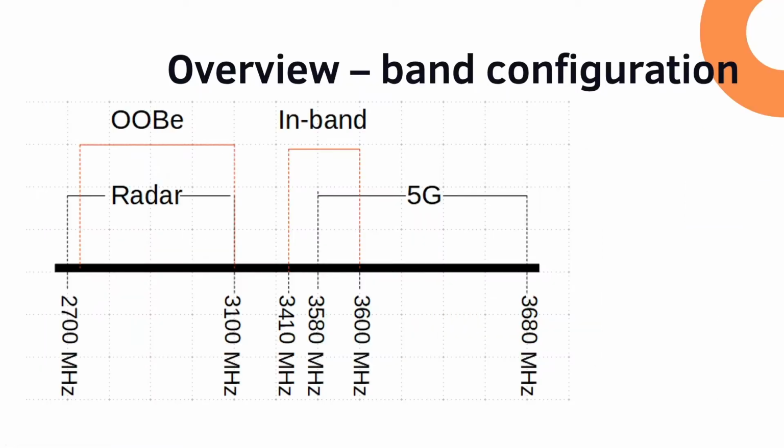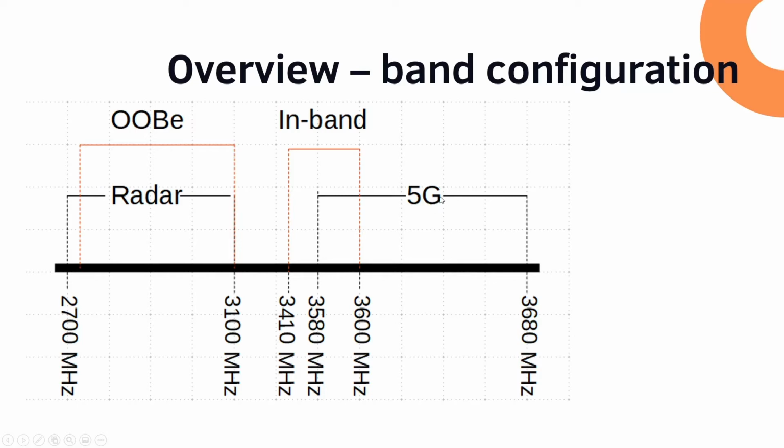So in the overview, again here we're talking about the UK case. In the UK, the radars are operating between 2.7 and 3.1 gigahertz, and the 5G sites could be operating beyond 3410, so 3410 up to maybe beyond 3680. It depends. Now what we're really interested in is whether the 5G transmission or assigned bandwidth is overlapping with the definition of in-band. So we have in-band requirements and we have out-of-band requirements.